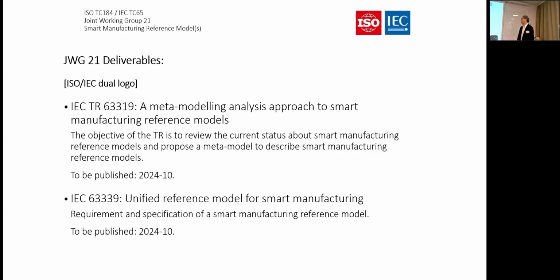This is the requirements and specification for smart manufacturing individual reference models. The TR is a kind of guideline for the work on the IS, and we finished this work almost 4 years ago and sent it to the ISO and IEC head offices, but we are still waiting for publication. It will come up soon. We finished the work on IS 63339 almost a year ago, and it will come up maybe today or next week. We'll see. It will be published, so we can access this standard very soon.